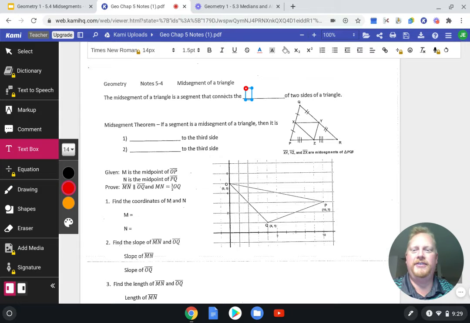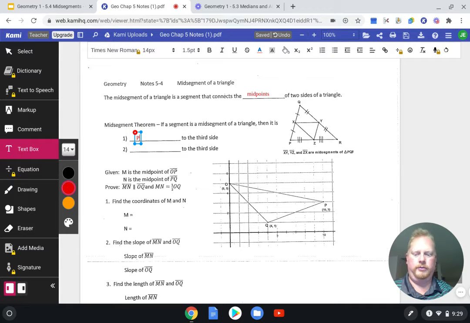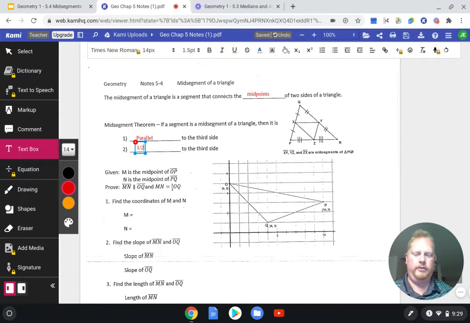So let's take a look at the notes. The midsegment of a triangle is a segment that connects the midpoints of two sides of a triangle. So the midsegment theorem has two parts to it, and we've already discussed that. If a segment is a midsegment of a triangle, then it is parallel to the third side. It is also 1/2 the length of the third side. So those are the two main properties you need to know.